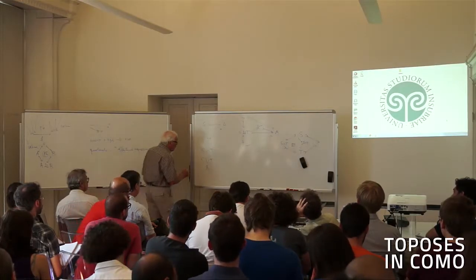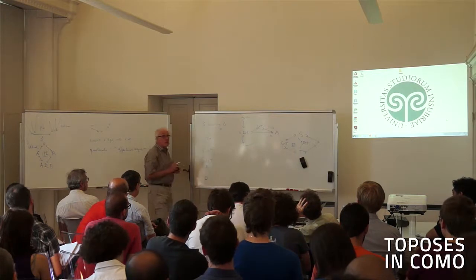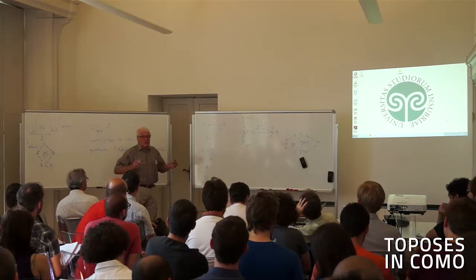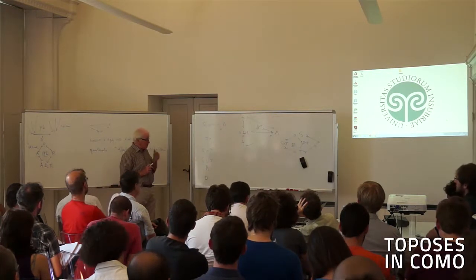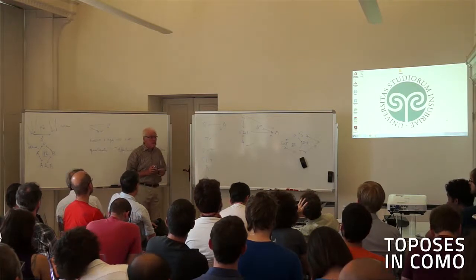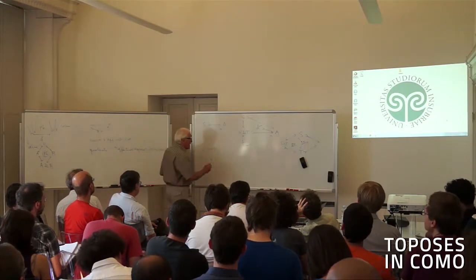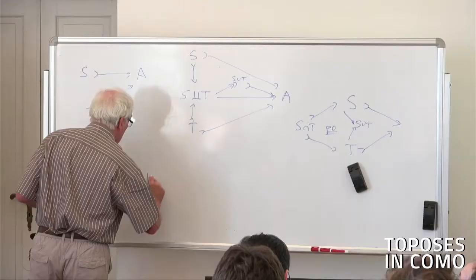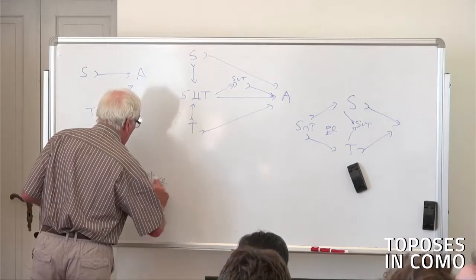Okay, there is a smallest subobject, which is the zero object of the topos, the initial object of the topos. So you have all those things. So you already have a lattice of subobjects.